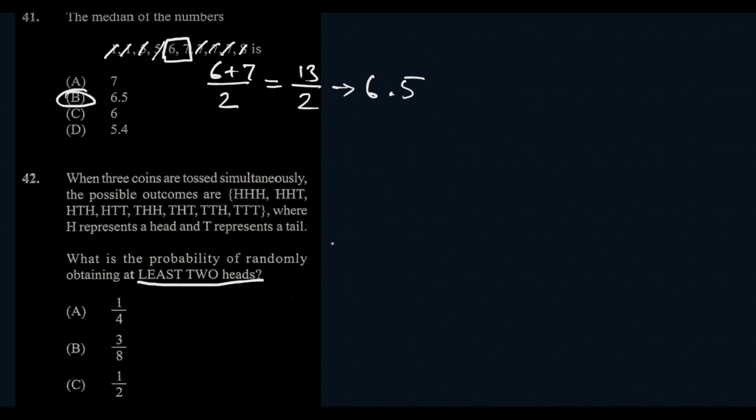10 is the minimum amount that you would give them. So it could go from 10 up to 11 and 12 and so forth. So when I say at least 2 heads, I'm talking about having either 2 heads or 3 heads. So we need to look for things that have 2 heads or 3 heads.